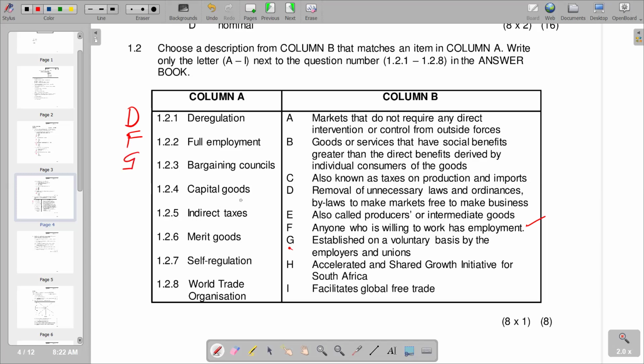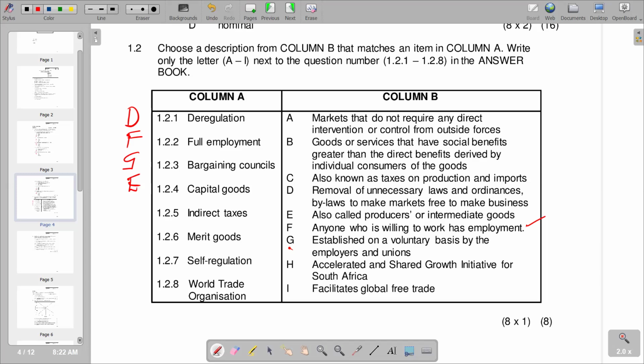Then we go to 1.4, capital goods. We try to go to section B to see which explanation is matching capital goods. So these capital goods, these are goods that we expect to last for a longer period. So if you go there, you'd see that we have EU, using also called producers or intermediate goods, is the match that we can match with capital goods.